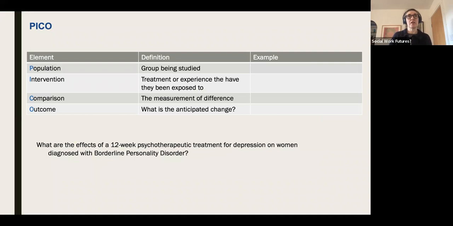So if we look at our question that we had earlier on, what are the effects of a 12-week psychotherapy treatment for depression on women diagnosed with borderline personality disorder? I will leave you for a minute just to think about how you would complete this table if you were working with this question. So you can pause the presentation here and have a think about how you would populate the table with this information.